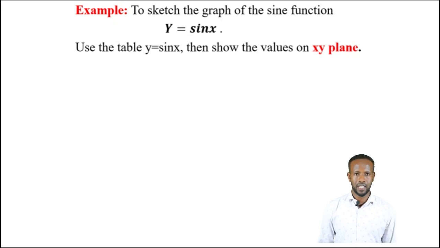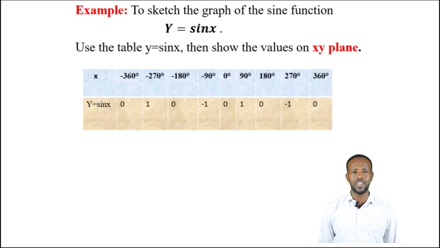Now let us see the table, x and y. It has two rows. The first row is x, the second row is y. For x, we take some measures of angles. We took negative 360 degrees. When x is negative 360 degrees, what will sine of negative 360 degrees be? It will be zero. When x is negative 270 degrees, it will become 1. When x is negative 180 degrees, it will be 0. When x is negative 90 degrees, it will be negative 1. When x is 0 degrees, sine 0 degrees will be 0.